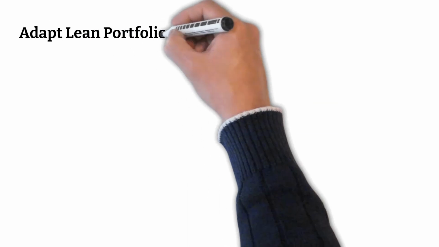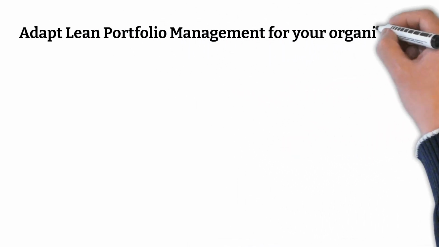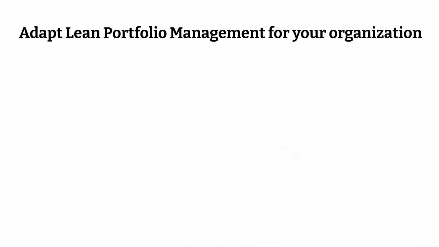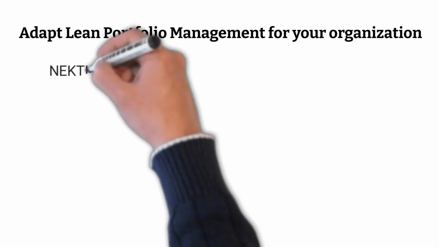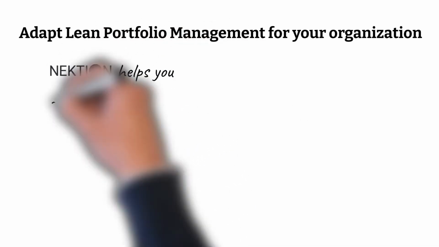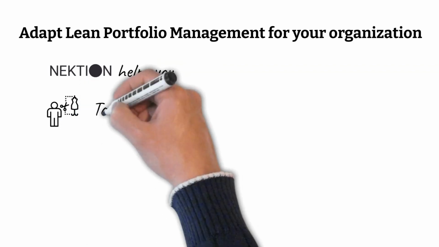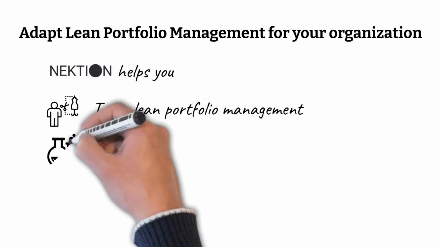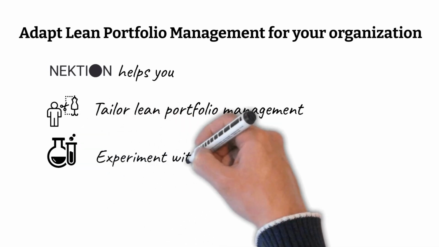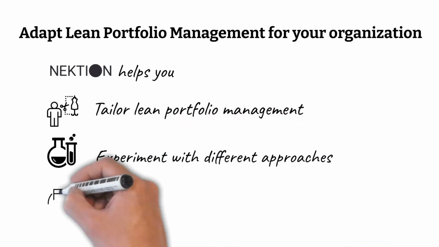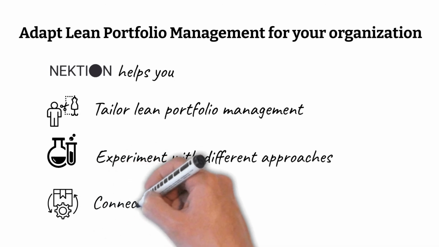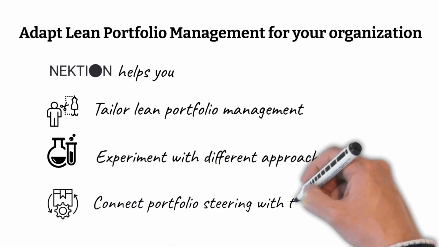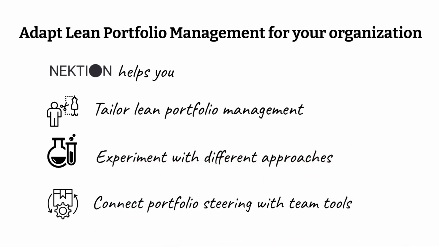This has been a by-the-book example of lean portfolio management. In real-world implementations, there is almost always something to change, sometimes more, sometimes less. The key benefits of using Nektion are that you can tailor lean portfolio management to be just right for your organization. Second, you can experiment with different approaches and learn over time. And third, you can connect through integrations the portfolio with tools used by teams to create both top-down and bottom-up visibility.